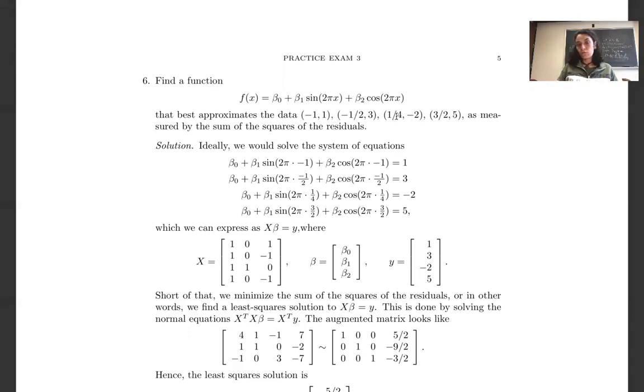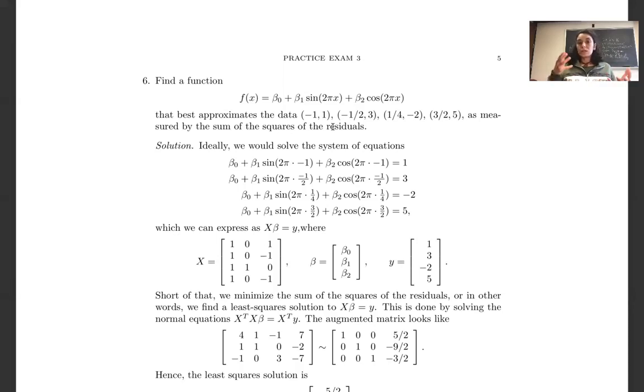We give you four data points with x and y values. We want to find a function that best approximates the data, which means that we will find a function f with respect to this data. At the end, we will say these points will be around this curve. So this will be the best approximation curve to these data. Okay, so what will we do here?